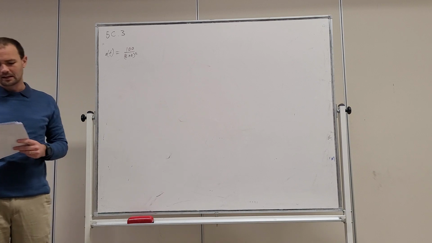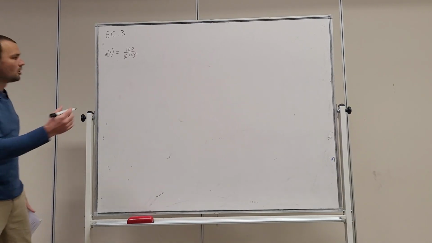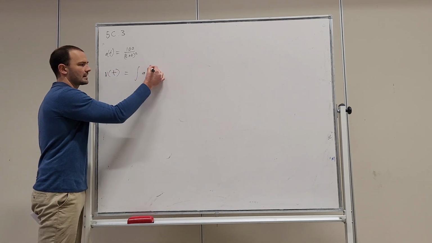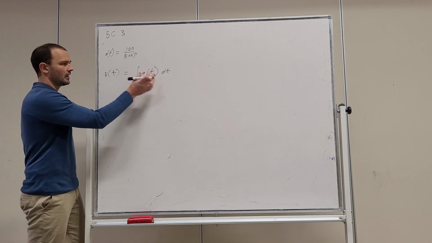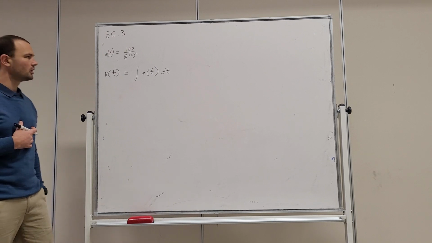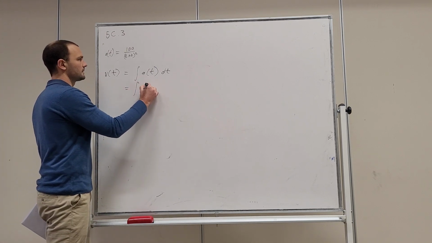Part A, find the velocity function given the initial velocity is 0. Well, the velocity function is equal to the integral of the acceleration function, right? If you differentiate velocity, you get the acceleration function. Therefore, if you integrate acceleration, you'll get the velocity function. So we've got to perform the integral of this function.